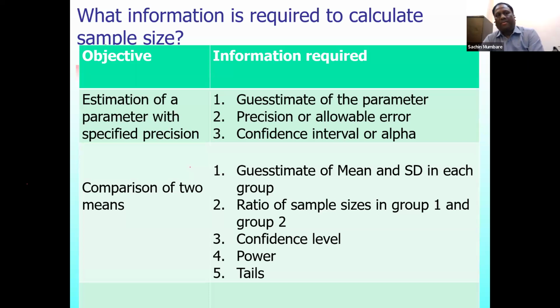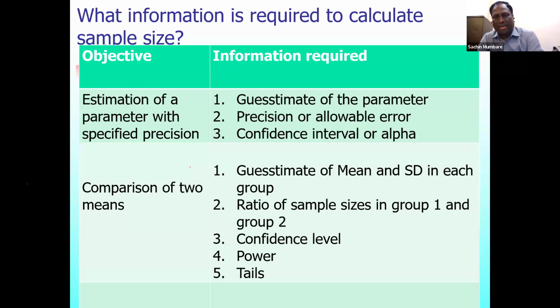When we want to estimate something, the required information is the guesstimate of the parameter. Guesstimate means a guess or an approximate estimate, depending on the previous studies, what previous studies have shown, or if previous studies are not available, based on the pilot studies conducted in the same population, you can have some guesstimate or guess or estimate of the parameter. For example, if you want to estimate the proportion of smokers, you must know how much is the guess proportion of smokers in your population.